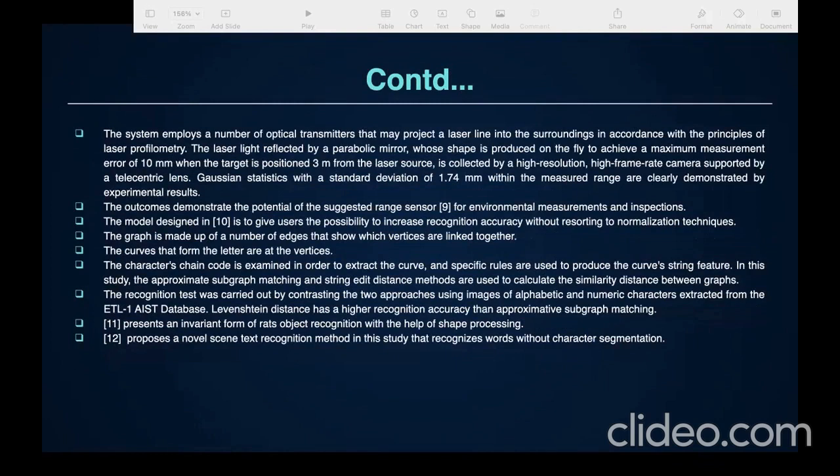The model designed in the paper 10 aims to give users the opportunity to improve recognition accuracy without resorting to normalization techniques. A graph consists of a set of edges that indicate which vertices are connected. The curves that form the letters are at the vertices. The 11th paper shows invariant object recognition by rats using shape processing, and the 12th paper proposes in this work a new scene text recognition method that recognizes words without letter segmentation.